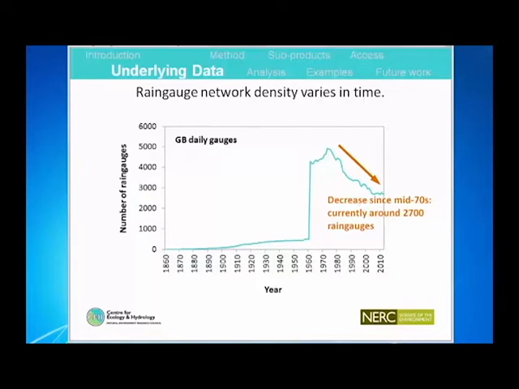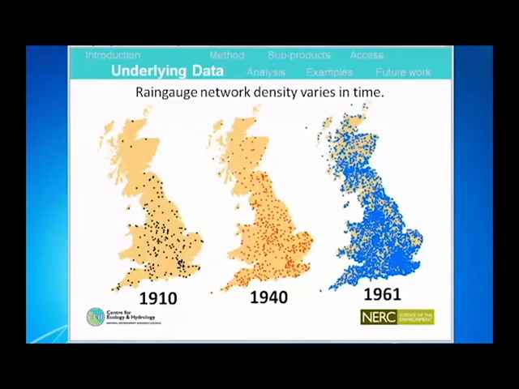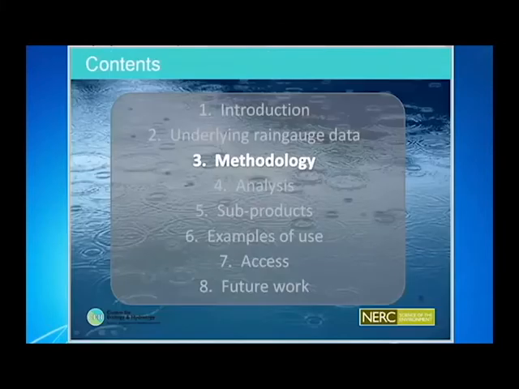This is the same information, but shown spatially, so that you can see how the density has varied. I just want to point out here that if you look at the 1910 map, although there are some areas such as Scotland or Wales that are quite poorly dense, there are some other regions such as the West Midlands or the London area, which are actually not that bad. So the quality will really depend on where you're interested in. Now I'm going to explain the methodology.